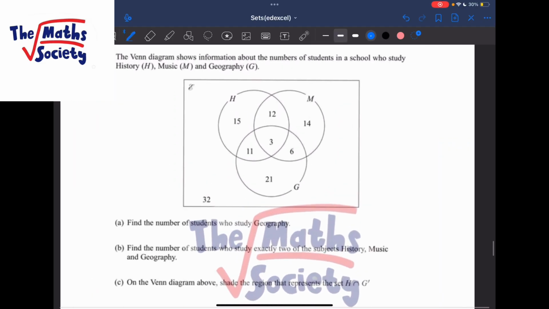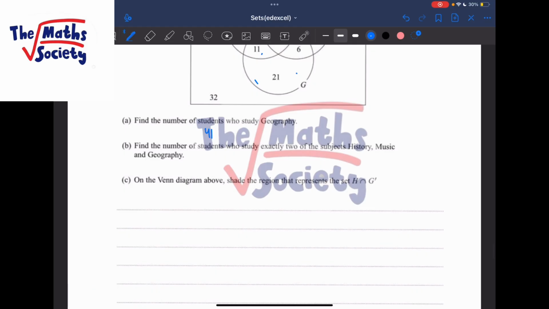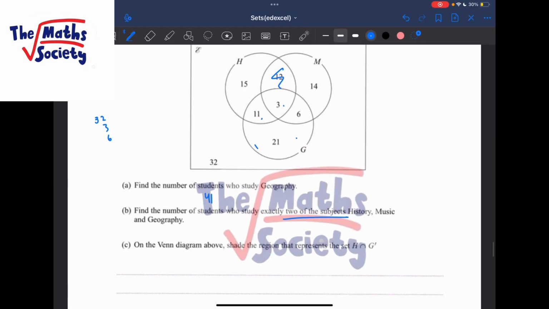Okay, so now we have question number 12. It says that the Venn diagram shows information about the number of students taking history, music, and geography. Find the number of students who study geography. So geography, you're going to add up all these, which is 32, 3, 6, 9, which is 41. Then find the number of students who study exactly 2 of the subjects. Just exactly 2, which is going to be 11, 3, 23 and 6, which is just 29.